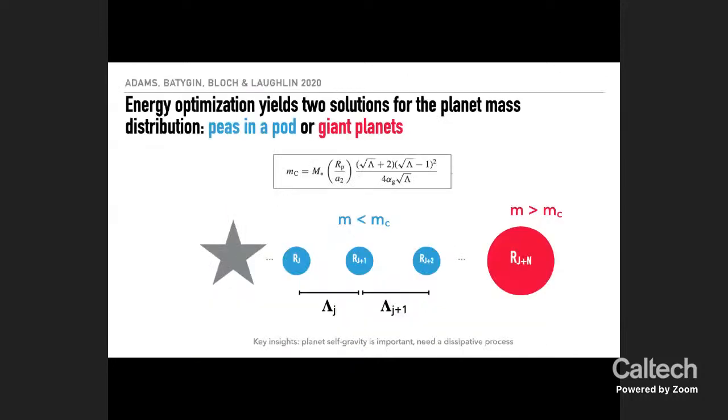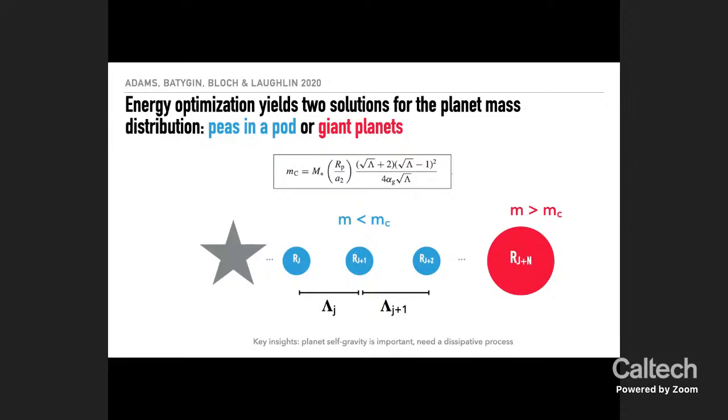A couple of years ago, Adams, Batygin et al. considered energy optimization as a framework to describe the emergence of this pattern. Their key insight was that the planet's self-gravity is important, and so they included it in their Hamiltonian. By optimizing the energy of the system, they found 2 different solutions for how the mass can be distributed among the planets. Below a critical mass, the energy of the system is optimized when the planets are all basically equal mass and regularly spaced like peas in a pod, as illustrated by the blue points.